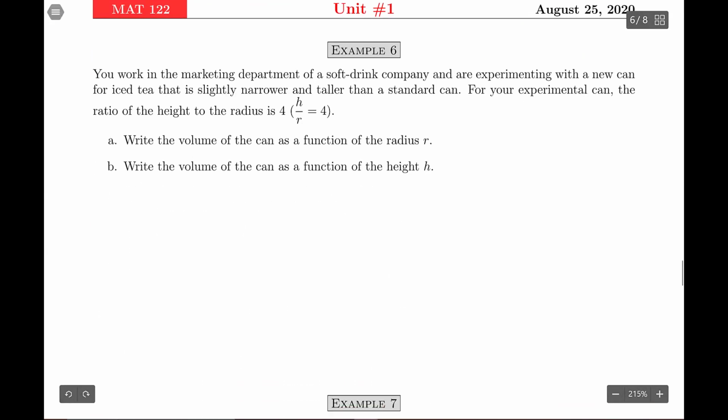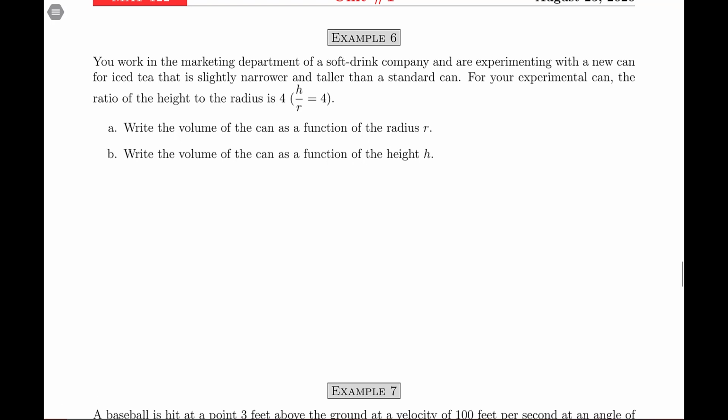With example 6, it's going to be a more concrete example. It says that we work in the marketing department of a soft drink company, experimenting with a new can for iced tea that is slightly narrower and taller than a standard can. For the experimental can, the ratio of the height to the radius is, what did I write there? I'm sorry, I had to pause for a minute because I even confused myself. It should just say the ratio of the height to the radius is 4. And what we have here in the parentheses is just that example: the height over the radius is equal to 4.